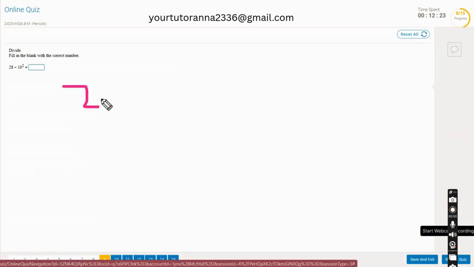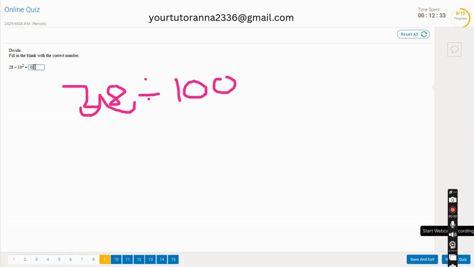Now 28, 100, right? Because they are 10 to the power of 2. 1, 2, so 0.28. You're going to move the decimal 2 times inwards because there are 2 zeros here.